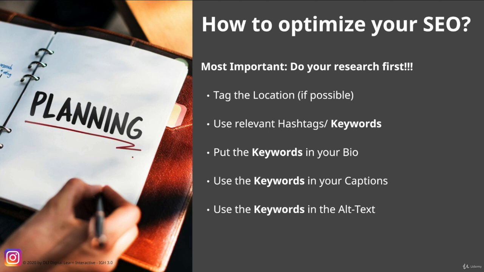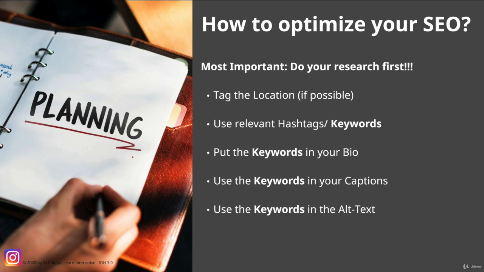There are a few things you can do to really optimize your search engine optimization. The first thing is you could tag the location if possible. For example, if you have a restaurant, you should always tag the location, because that will boost your location as well. And you should always use relevant hashtags and keywords. From my point of view, that's one of the most important things, and one of the things where most people fail, because they are not using great keywords.